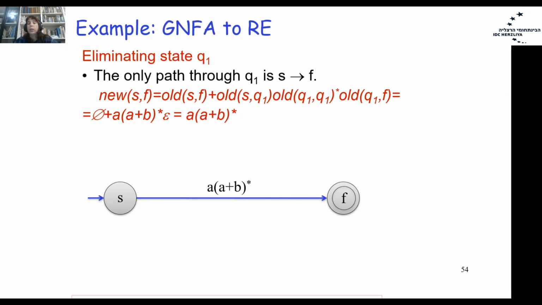Therefore, the resulting regular expression that represents the given DFA is A concatenation A plus B star.